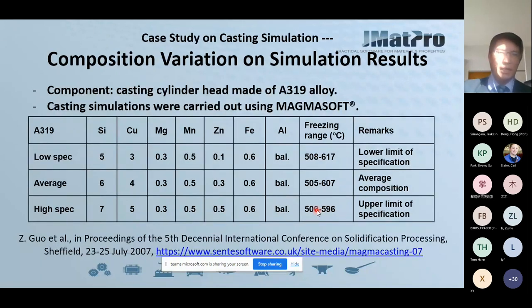The first case study is on a casting simulation. And it studies the effect of composition variation on simulation results. As we know, for each alloy, the alloy used as an example here is an aluminum alloy, A319, it has a specification range, which basically means when you get your alloy, you don't necessarily know the composition of it exactly, or it can be of a wider range. So in this study, it studies the variation in silicon, copper, and zinc. And the different alloy composition will give you different properties.